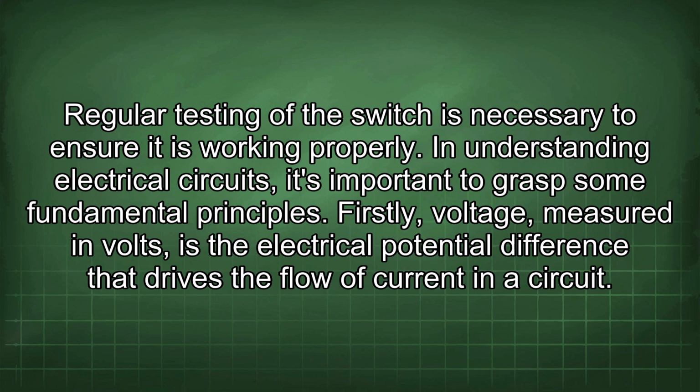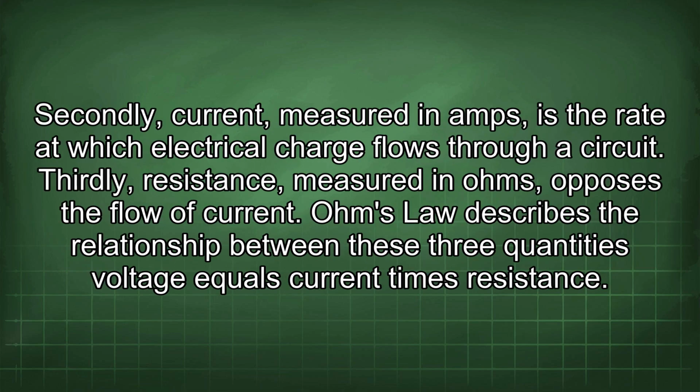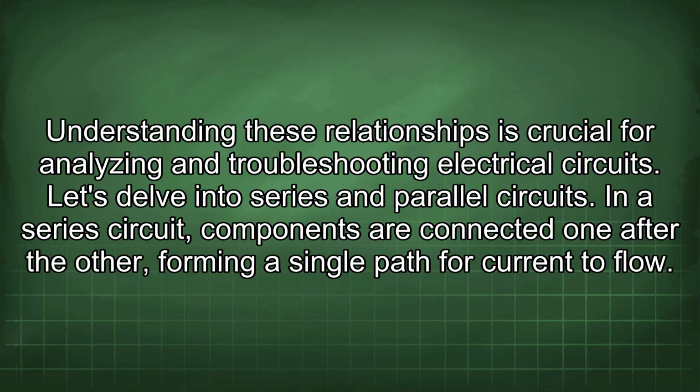In understanding electrical circuits, it's important to grasp some fundamental principles. Firstly, voltage, measured in volts, is the electrical potential difference that drives the flow of current in a circuit. Secondly, current, measured in amps, is the rate at which electrical charge flows through a circuit. Thirdly, resistance, measured in ohms, opposes the flow of current. Ohm's law describes the relationship between these three quantities: voltage equals current times resistance. Understanding these relationships is crucial for analyzing and troubleshooting electrical circuits.